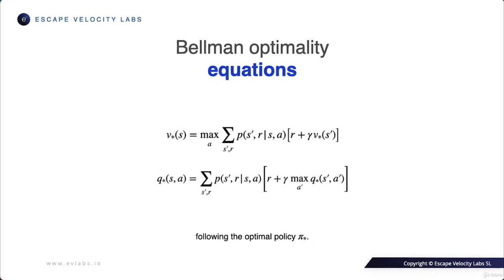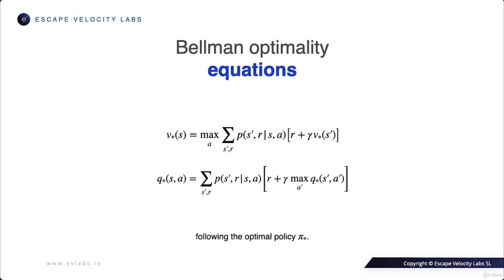For that, let's revisit the Bellman equations that we saw in the previous video and see what condition must hold when the policy and the value functions are optimal. Let's start with the Bellman optimality equation for the value of the states. The optimal value of a state is the expected return following the optimal policy. The optimal policy will always choose the action that maximizes the expected return.